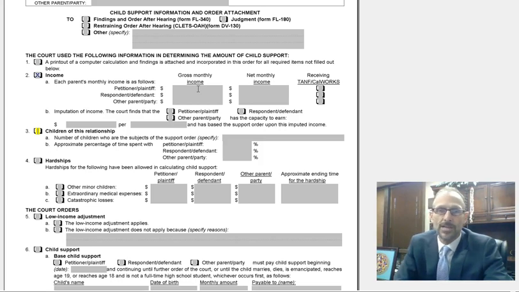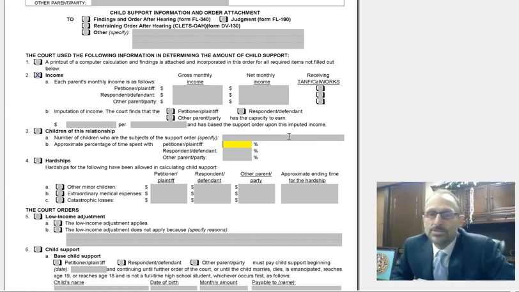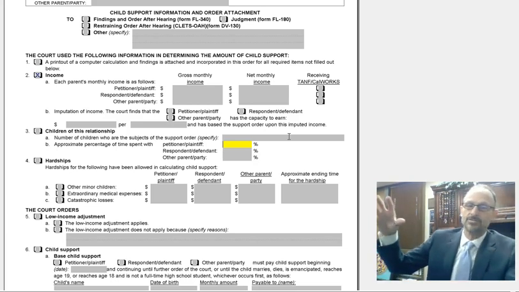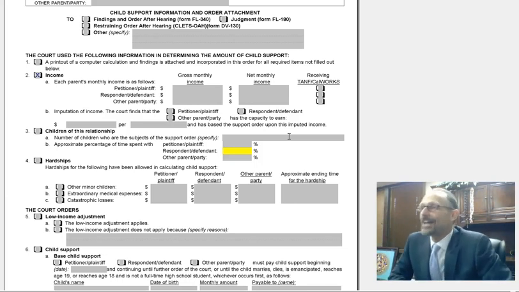3, children of this relationship. So number of children that are subject to this support order. If you've got 2 kids, put 2. If you've got 5 kids, put 5. If you got 1, put 1. Next section, the approximate percentage of time with the petitioner and the approximate percentage of time with the respondent needs to be in here. Let me give you a trick on how to figure this out.